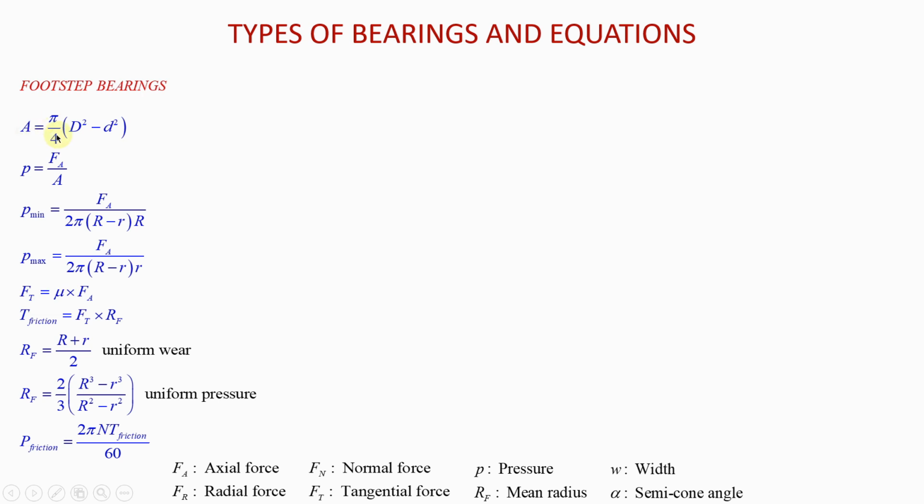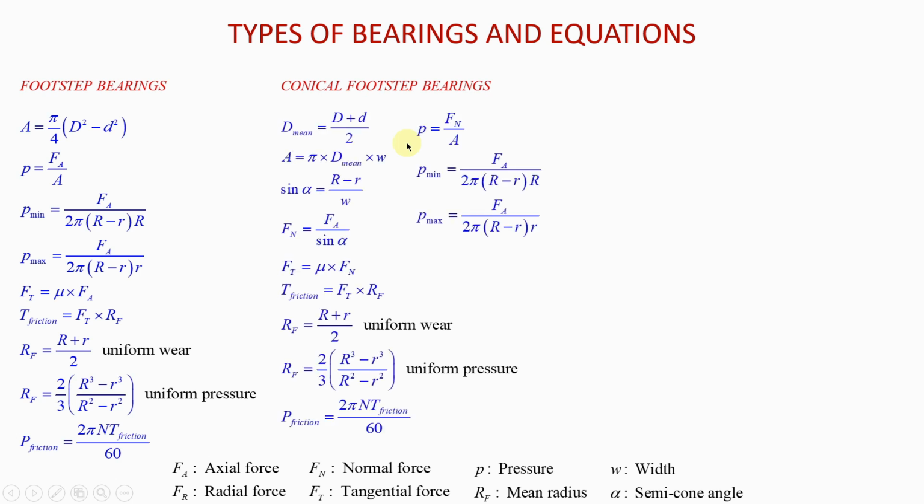You can get the area using this. Capital D is the outer diameter, small d is the inner diameter, okay? And the same thing with capital R and small r. These are the outer and inner radius respectively, okay? And so these are the equations you need to know. And then you have conical footstep bearings, and these will be the equations that are associated with conical footstep bearings.